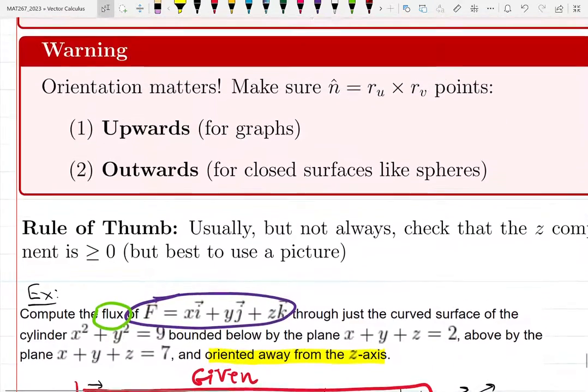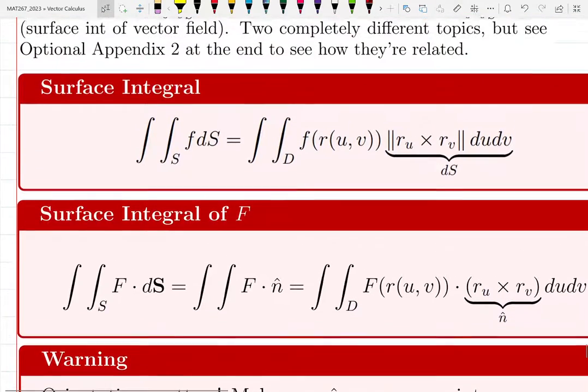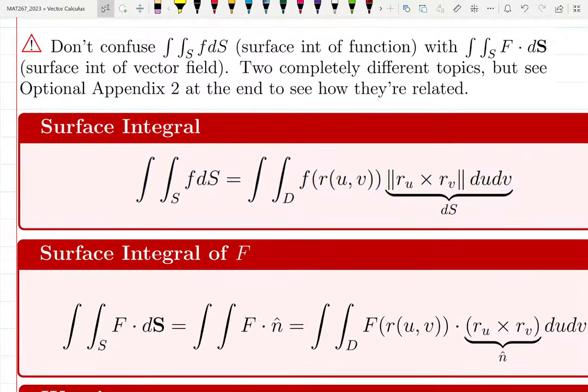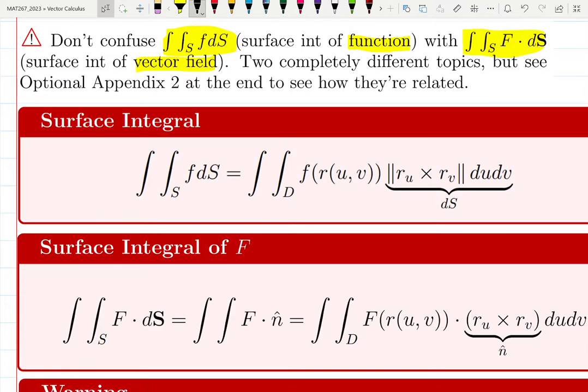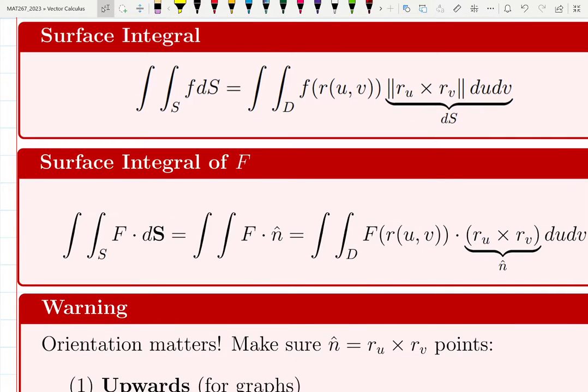Then I want to remind you, you should be careful when comparing two integrals. We have the surface integral of f ds, and we have the flux, the surface integral of a vector field, also written f ds. But as you can see, f is small and bold, and ds is also different. So the surface integral of a function and the surface integral of a vector field are completely different. Here we're talking about flux, so we're talking about a vector field. And here are the formulas. I reviewed the formulas for you.